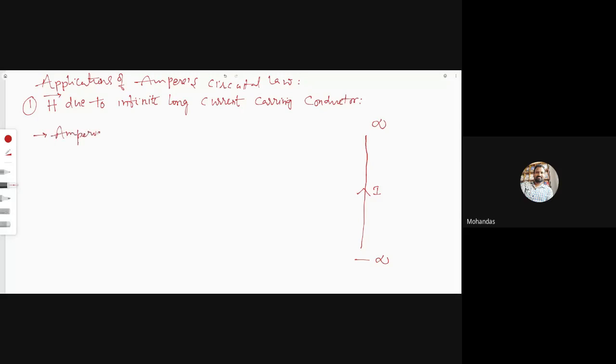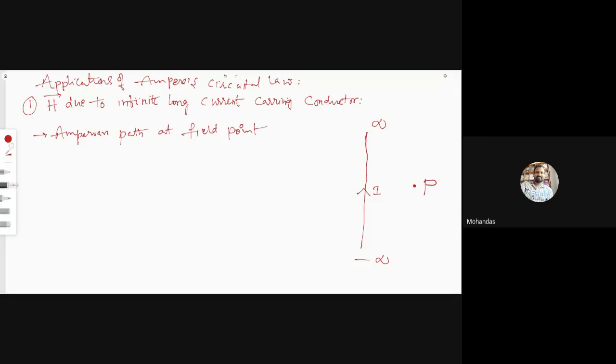Amperian path at the field point. At the field point, that is the first point. Amperian path. As this conductor is usually in cylindrical shape, can you tell me what type of Amperian path? Let us say this is the field point here. What is the field point? It is where the magnetic field intensity is to be calculated here.